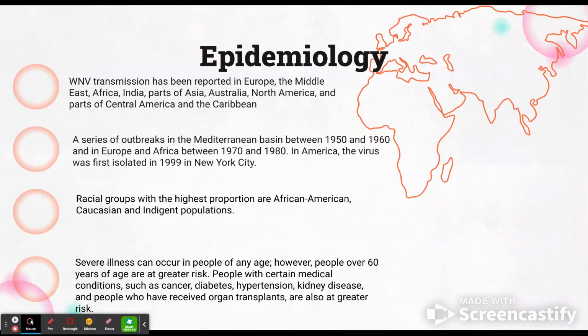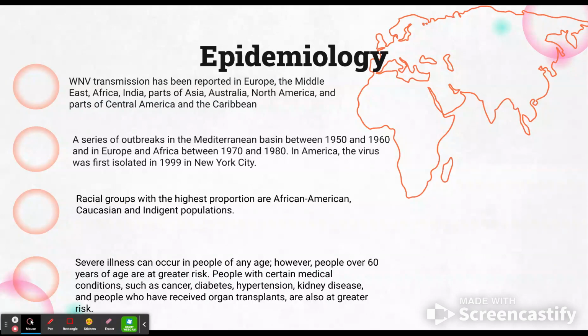So the epidemiology: West Nile virus transmission has been reported in Europe, the Middle East, Africa, India, parts of Asia, Australia, North America, and parts of Central America and the Caribbean. These different outbreaks actually took their turns. It didn't happen as a worldwide pandemic, but individually these countries or areas started to develop West Nile.